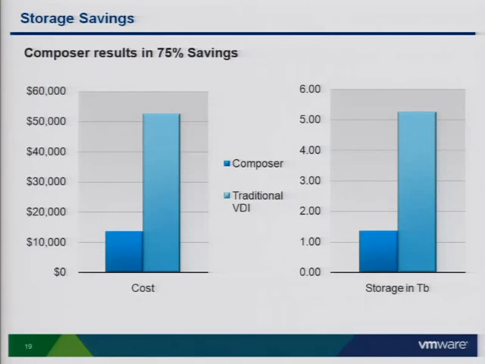And again, the number that we used here is very conservative. We figured $10 a gig for storage, and I think that's high. Anybody have a problem with that number, $10 a gig? In any case, the point is there's pretty dramatic storage savings in most environments by using Composer.